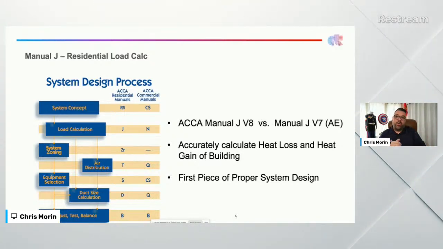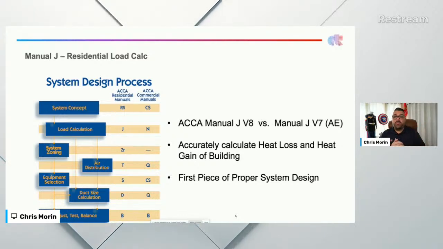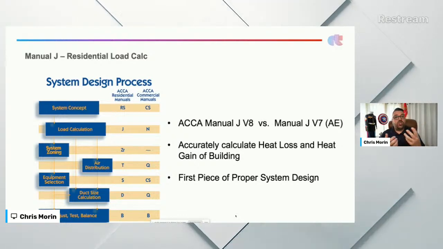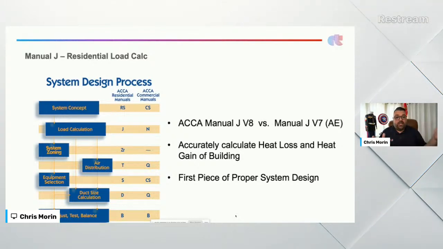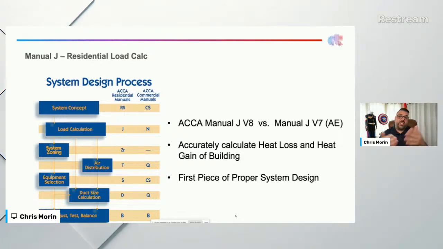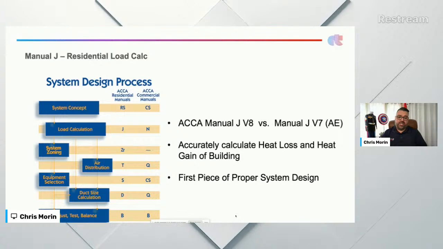So I'm concentrating on the Manual J column here. And you'll notice there's a manual for system zoning as Manual ZR. Distribution is Manual T. That's how you select terminals, or how you get the airflow from A to Z, right? Equipment selection is S. Once you select the equipment, then you can design the ductwork. And then, of course, once it's installed, you should adjust, test, and balance the system. That's kind of the full process here, okay?